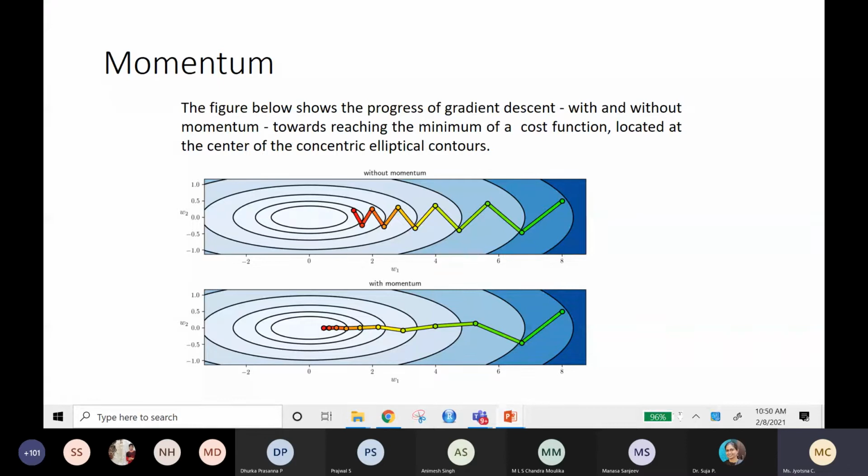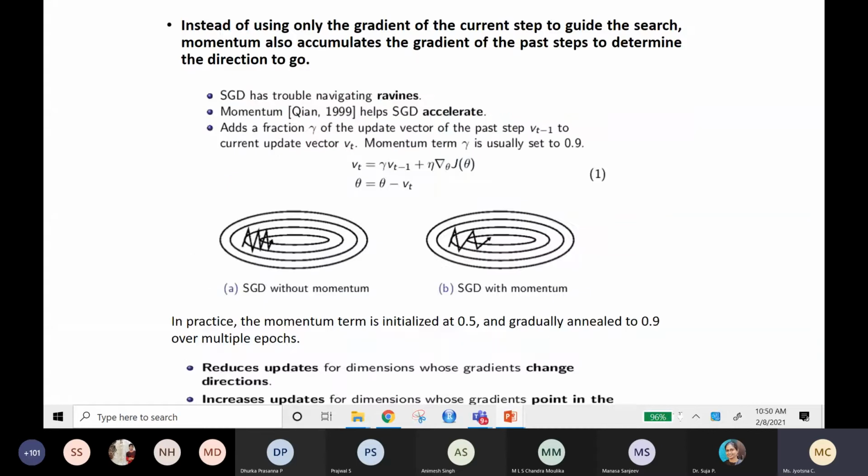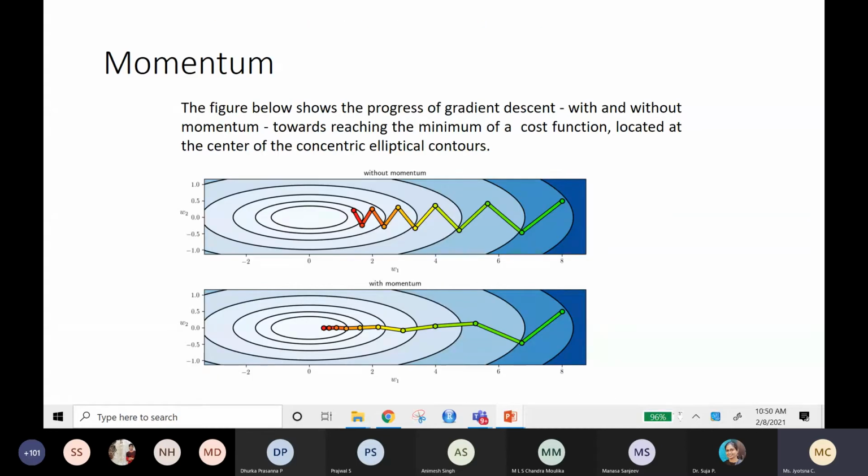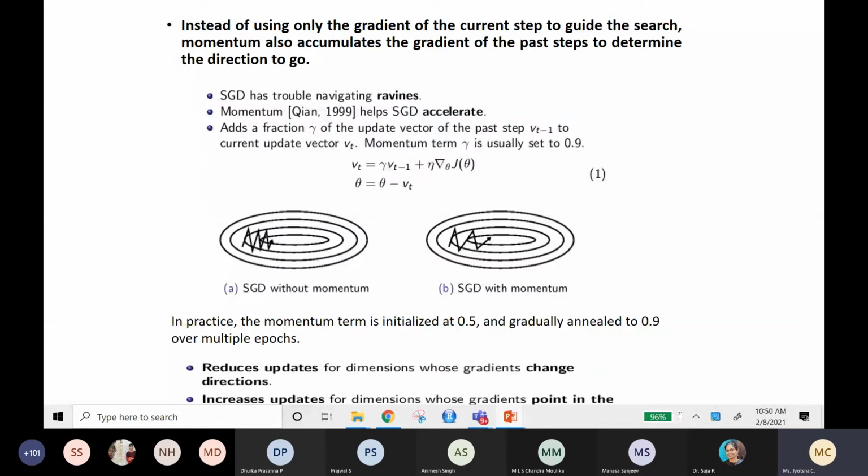Okay, so to accelerate those things, we use a momentum. When we use a momentum, much of the fluctuation in the weight updation can be reduced. That dampens the oscillation, and it can easily reach the local minimum point. Okay, so from the figure you can understand the difference. Now you can see how this momentum helps.